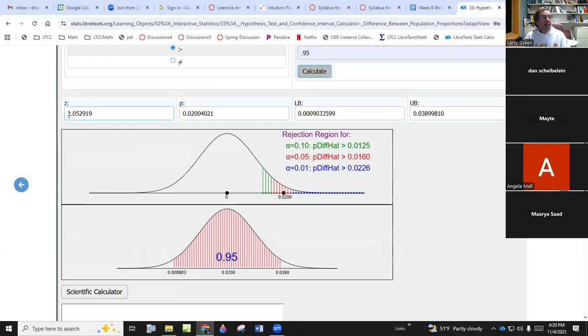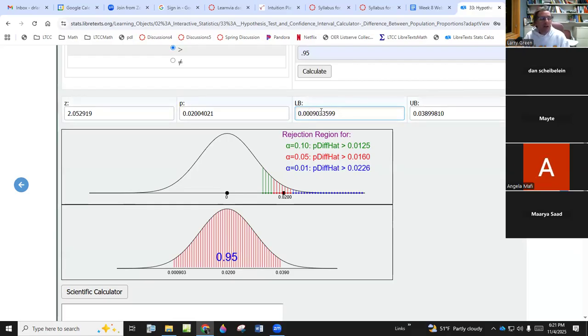And here we have everything we need. By the way, the z-score is a little bigger than 2, 2.059291. That's the z-value. That's the test statistic, I should say. The p-value is about 0.02. We have a lower bound. That's the lower bound for the confidence interval, about 0.0009. And the upper bound for the confidence interval is about 0.039. Okay, rounded to enough decimals. And pictures are often shown.